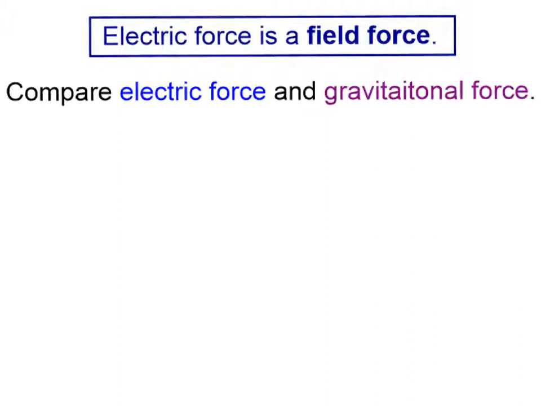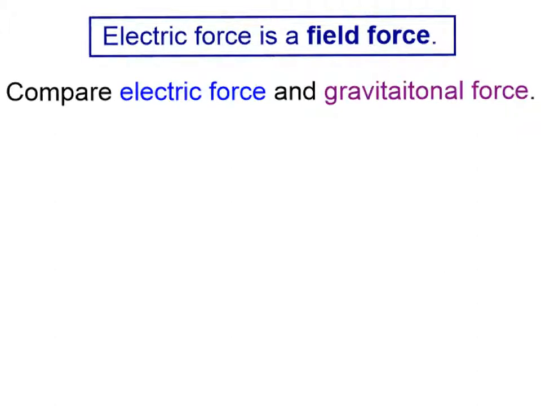So we've just seen that the electric force is a much stronger force than the gravitational force. What's similar about these two forces? Well, both the electric force and gravitational force are field forces. We learned about those before. A field force is a force that is exerted by one object on another, even though there is no physical contact between the two objects. So the electric force and gravitational force are similar in that they're both field forces. They're different in that the electric force is much stronger than the gravitational force.